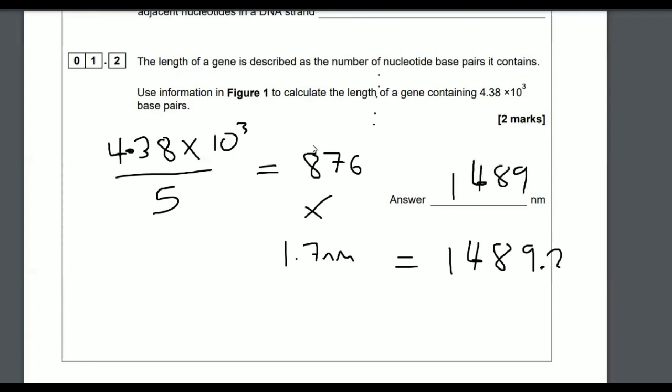Round it to 1,489 if you like. You'll still get the marks for 1489.2 because they haven't asked us to round. So there we go.